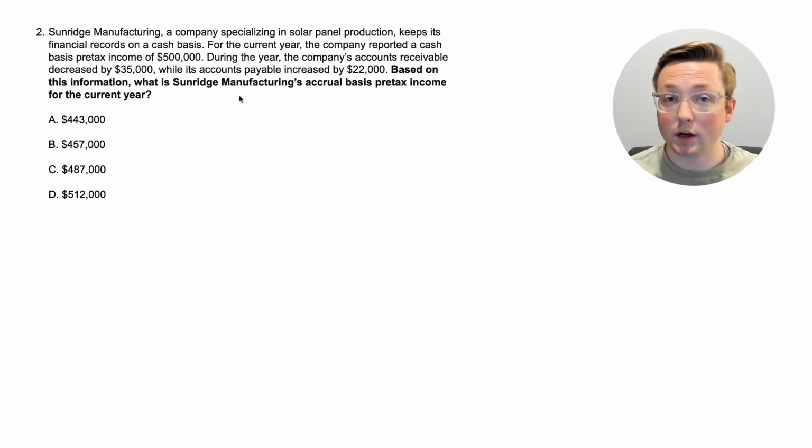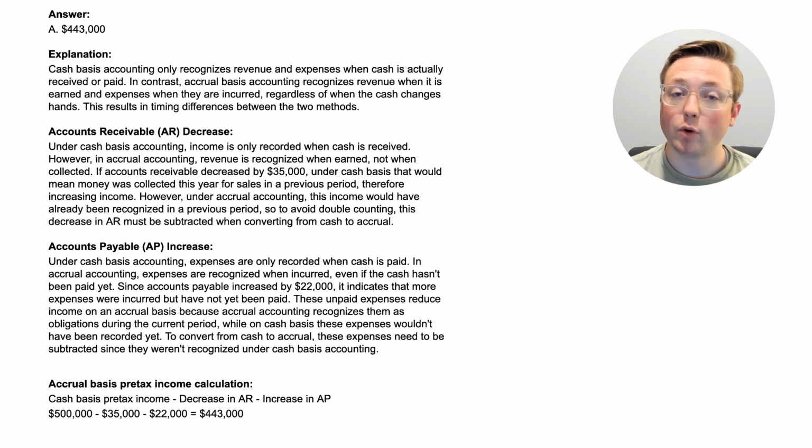Now, based off what you saw in the previous question, you could potentially think through this and know what the correct answer is. If you want, go ahead and pause the video and think through this to see if you can get the right answer. If not, let's dive into the answer together. All right, here we are at the answer. The answer is A, $443,000 would be the accrual basis income.